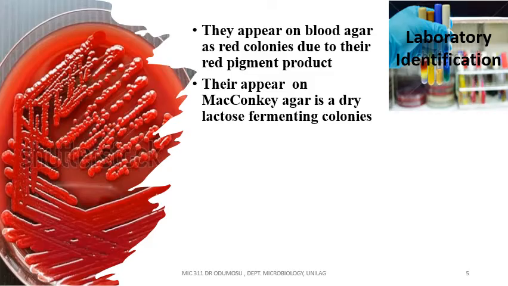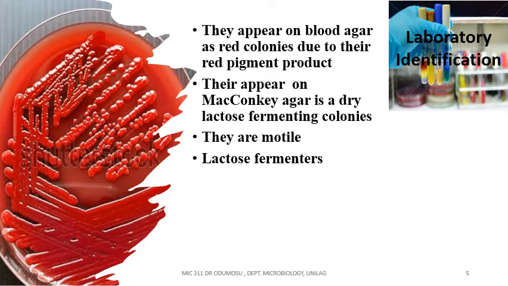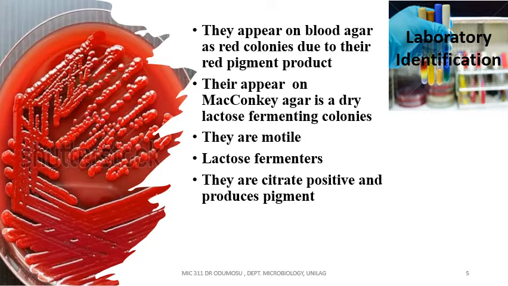Their appearance on MacConkey is a dry lactose-fermenting colony, which shows that they can actually ferment lactose, but they are not heavy lactose fermenters. They are motile with flagella, and they are citrate positive, and they produce pigment, which is the red pigment that is characteristic of Serratia.